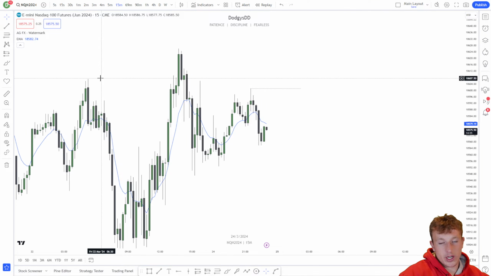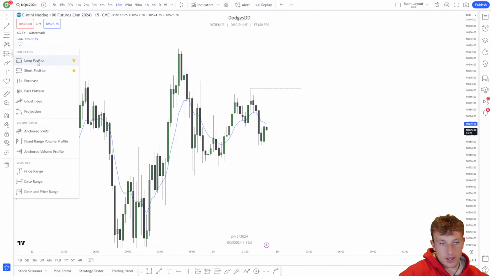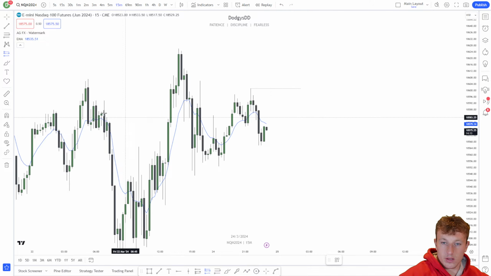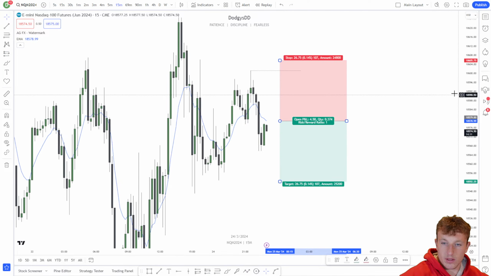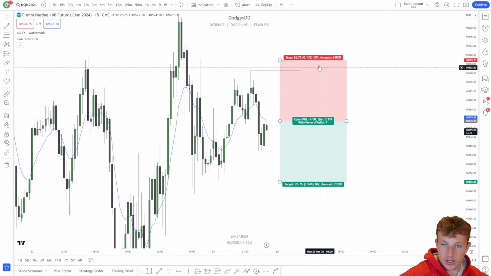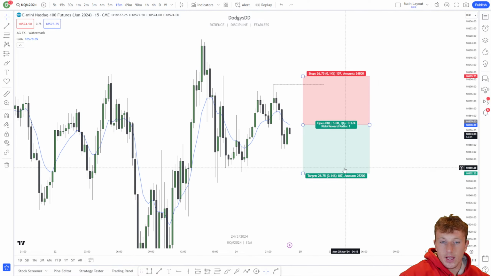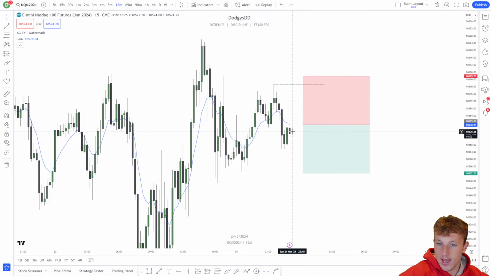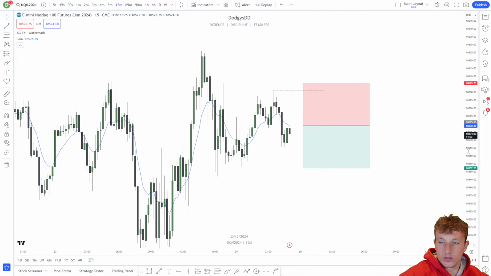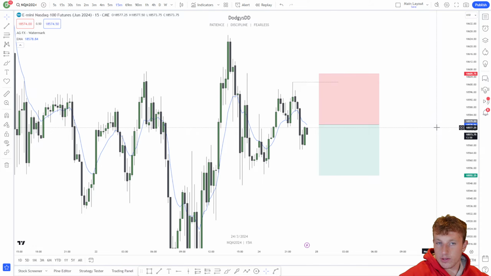If you use TradingView, which you should already be using, there's something called a long position tool and a short position tool. This is what you should use to calculate your risk. Let's say I want to take a short here. You just click that and draw this. This line is the entry, this is going to be the stop loss, and this is going to be the take profit. And I'm using an EMA to show the risk management of what I want to try to do.